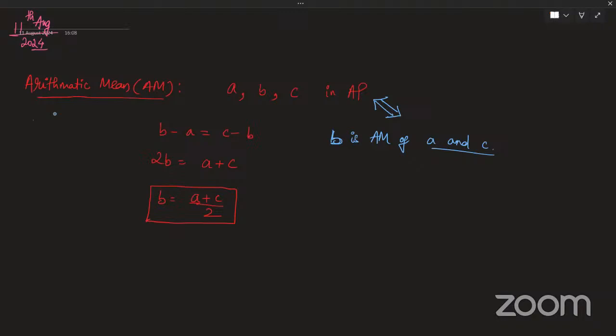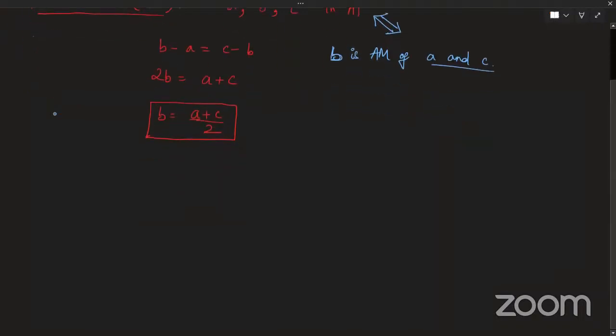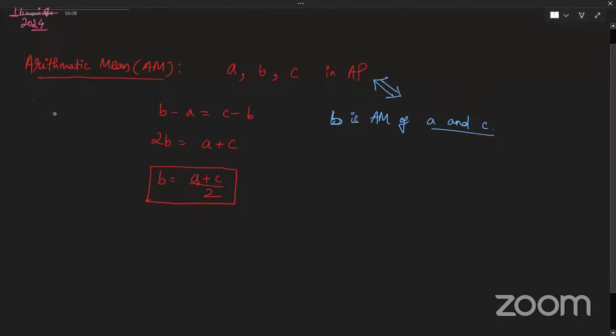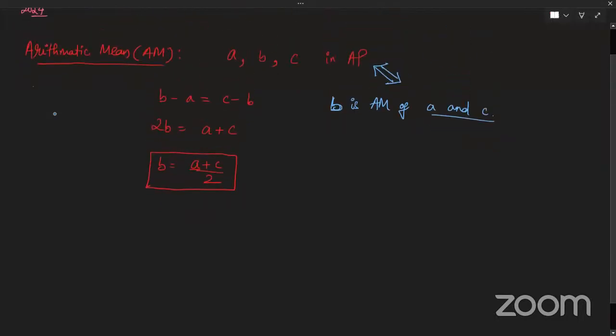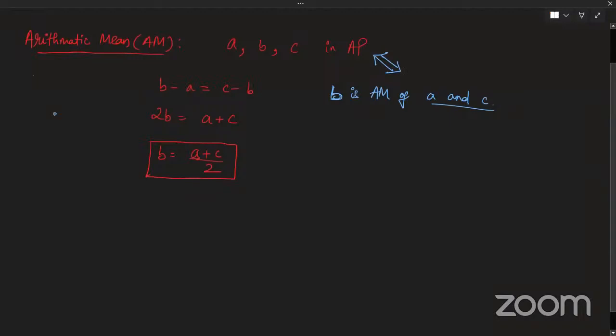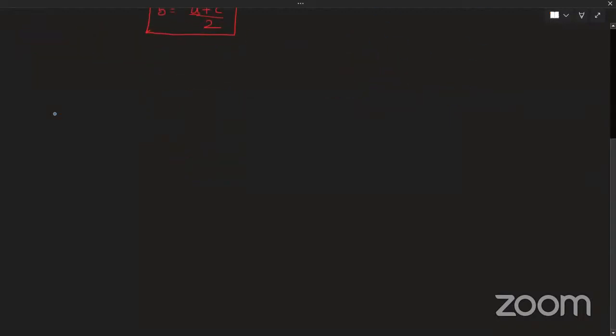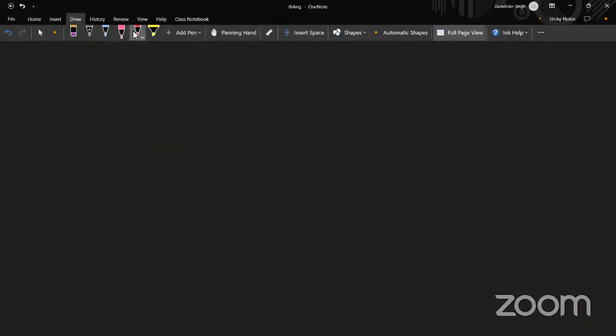So if one of these is correct, the other has to be correct. If A, B, C are in arithmetic progression, then B is the arithmetic mean of A and C. And if B is the arithmetic mean of A and C, then A, B, C are in arithmetic progression. Both are correct if one is correct. If and only if that condition. Previously I had explained what is meant by this double-sided arrow: if one of them is true, the other is true. After this, we come to another small topic.